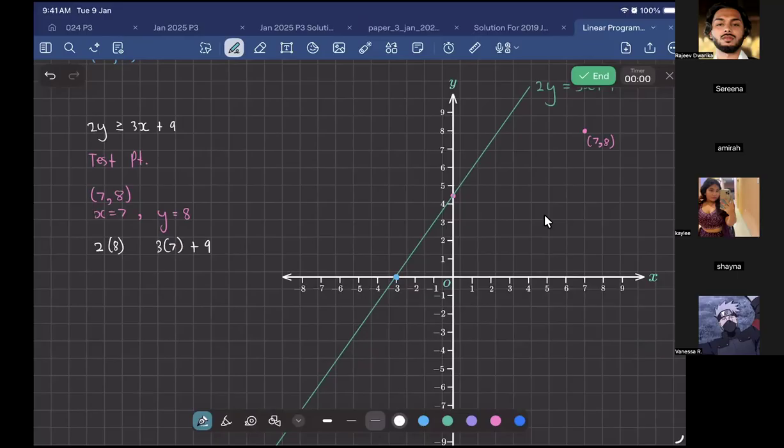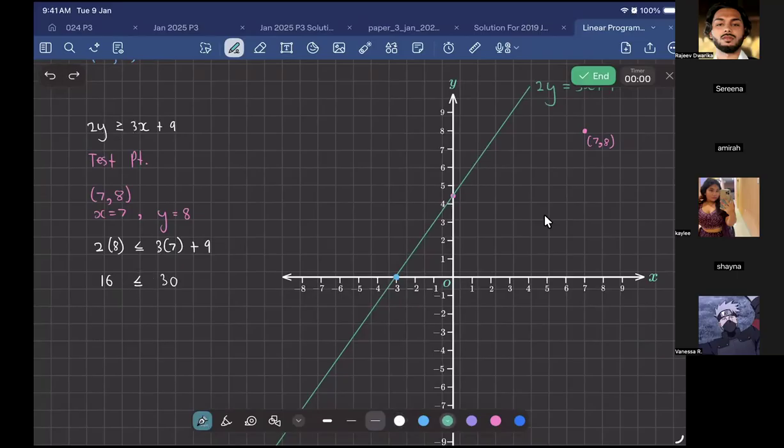What is 2 by 8? 16. What is 3 by 7? 21. What's 21 plus 9? 30. All right. What sign should I put here in the middle? More than. You sure? No, less than or equal to. Is that what we wanted? Yeah or no? No.